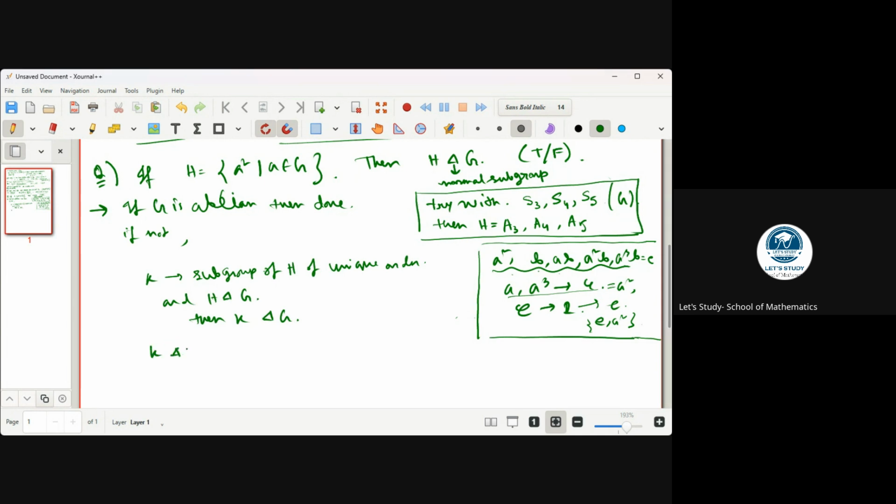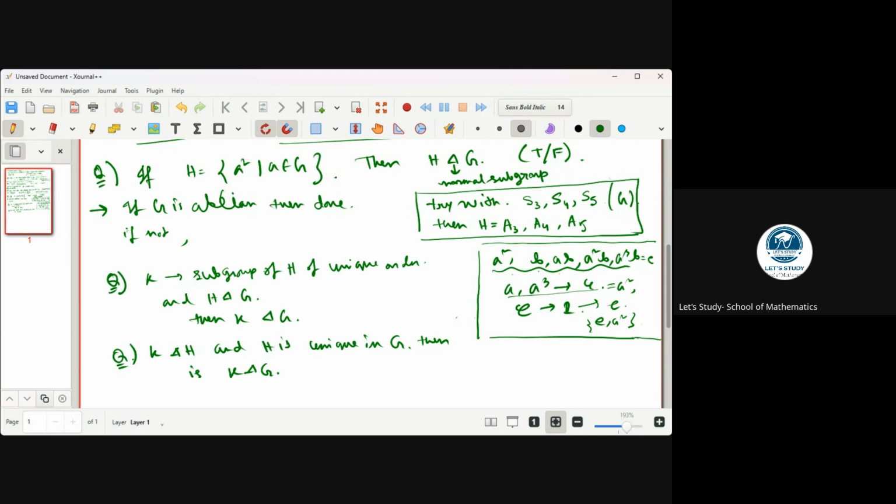K is a normal subgroup in H, and H is unique in G. Unique in G means unique order subgroup. There is no other subgroup of G whose order equals the order of H. Okay. Unique in G, then is K a normal subgroup of G? Both of these are questions for you. Tell me.